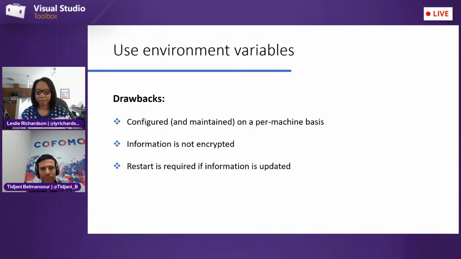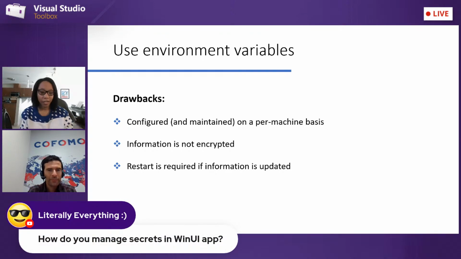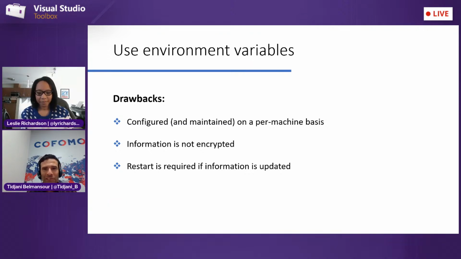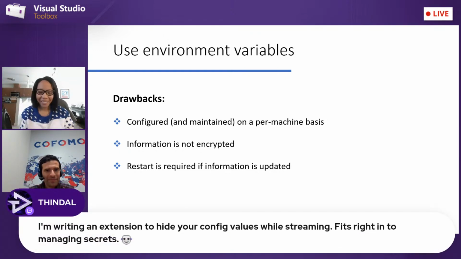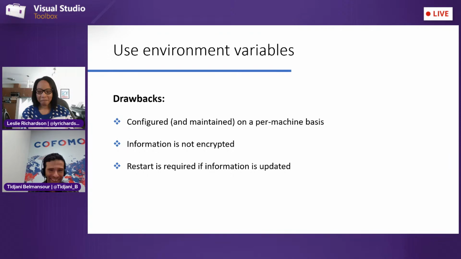Gotcha. And the second question is, how do you manage secrets with a WinUI app? I think you're using a .NET Core app if I'm guessing from your examples. To be honest, I don't use WinUI so much, so I don't know how to answer this question. No worries. And those are most of the questions for now. Somebody is writing an extension right now to hide your config values. Great. Inspired people. Oh, that's great. I'm so happy. Thank you.